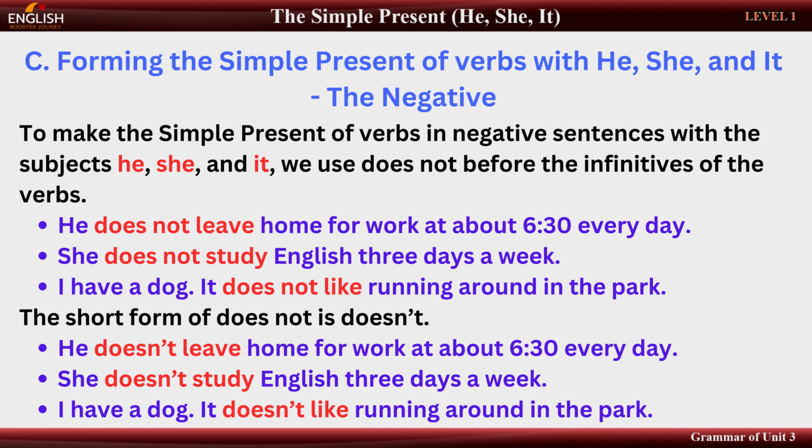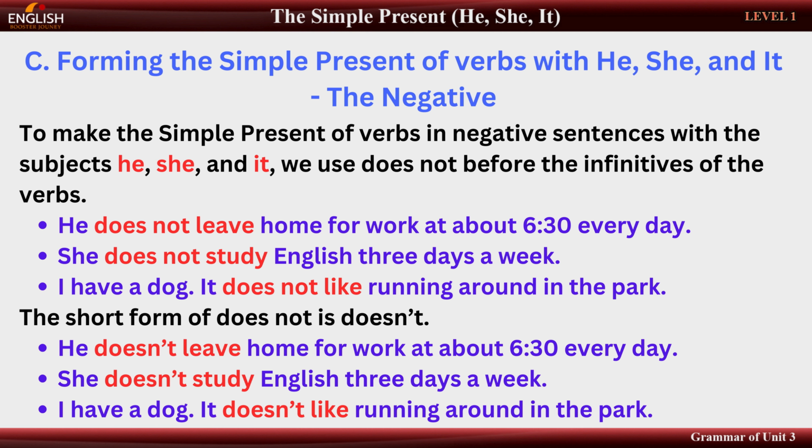C. Forming the simple present of verbs with he, she, and it, the negative. To make the simple present of verbs in negative sentences with the subjects he, she, and it, we use does not before the infinitives of the verbs. He does not leave home for work at about 6:30 every day. She does not study English 3 days a week. I have a dog. It does not like running around in the park.